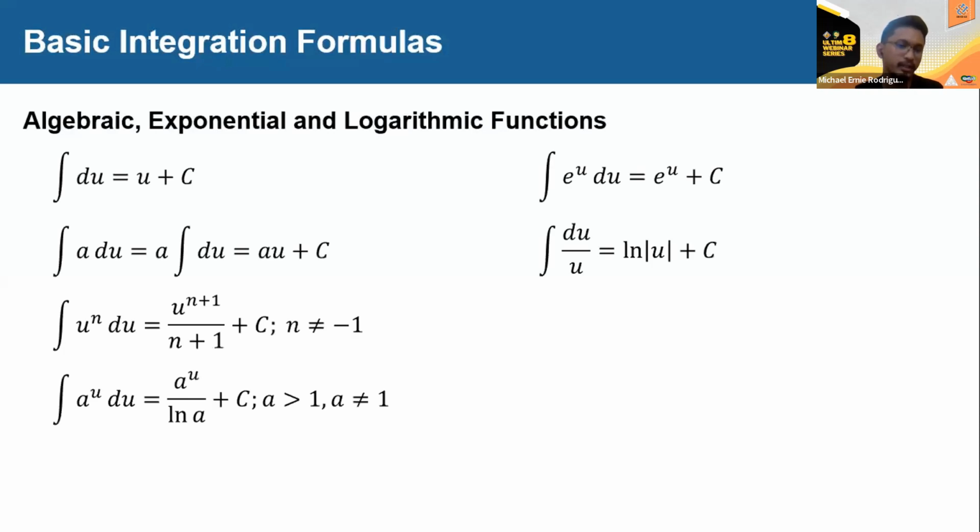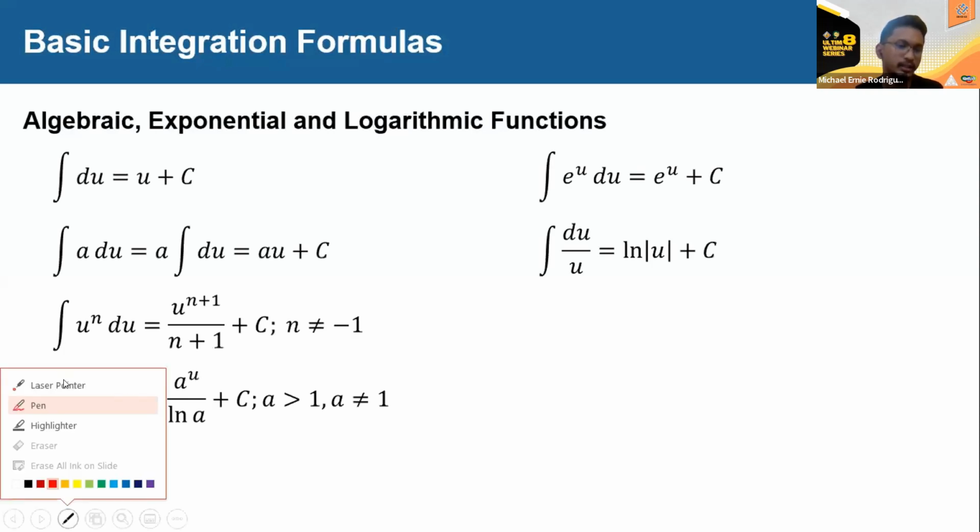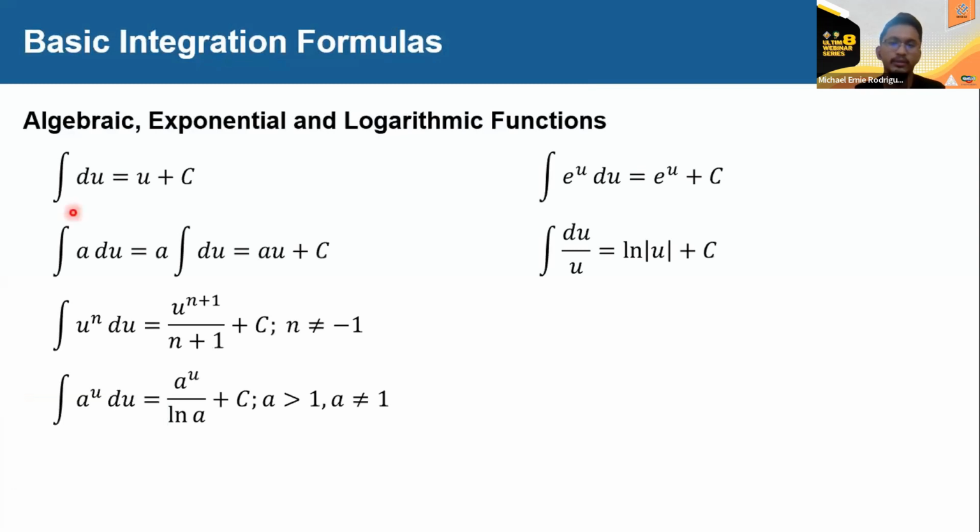So first is the integral of du. Okay, so pag integral ng du, maka-cancel natin yung integral symbol. Okay, ito yung integral symbol natin ha. And then yung d, maka-cancel lang yan. So we are left with u plus c. And then, if we have a constant, integral of a du, the integral of that is a times u plus c.